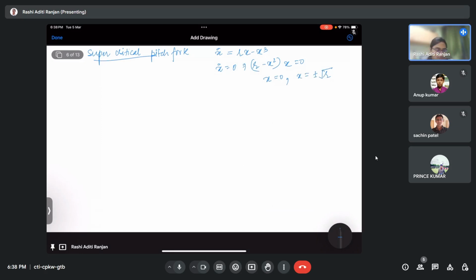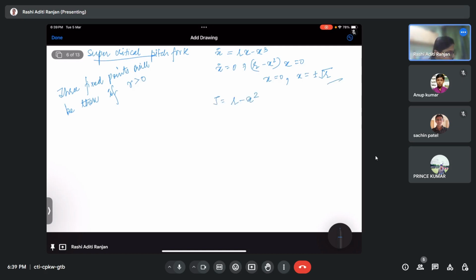So I have three fixed points. From here you know that three fixed points will be there if r is greater than 0. If r is less than 0, this becomes imaginary and I'm going to have only one fixed point. Now coming on to the stability. If I find the Jacobian, it will be equal to r minus x square.